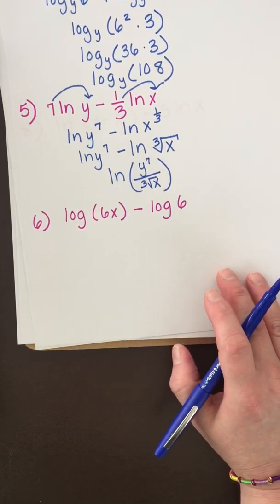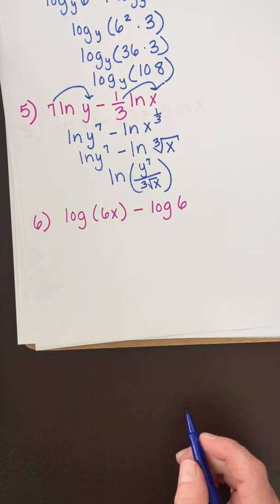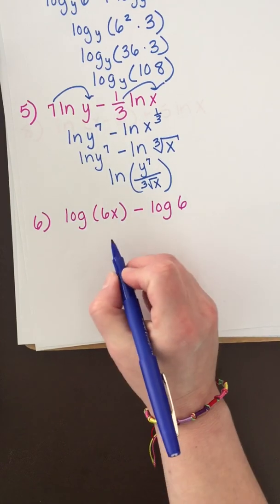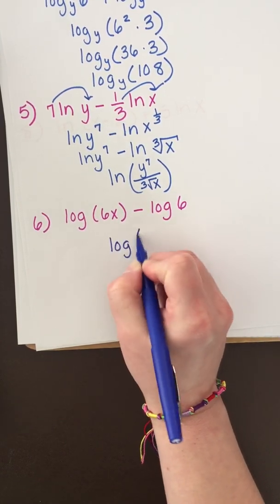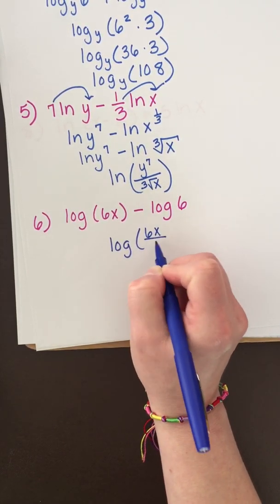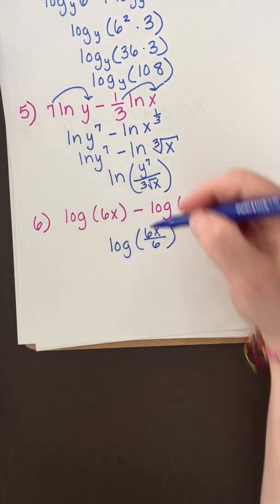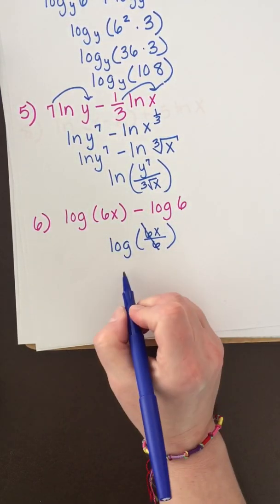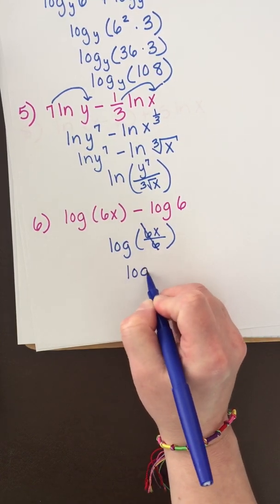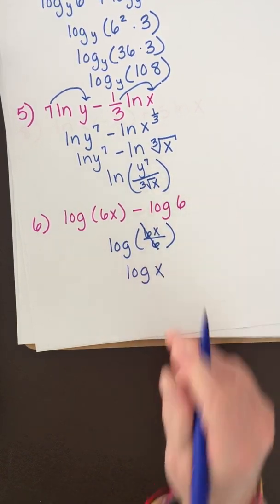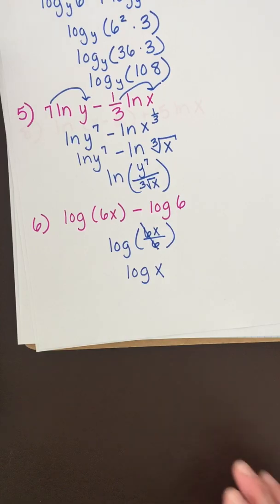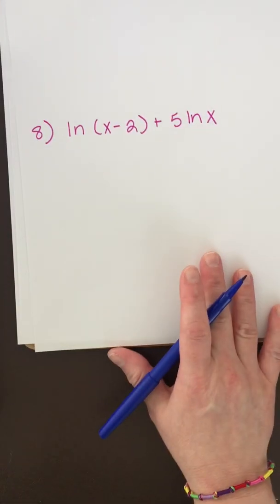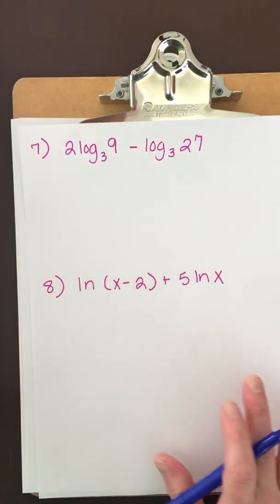We have the log of 6x minus the log of 6. It's subtraction, so I can change it to a quotient. No coefficient, so I don't have to worry about that. So that'll be the log of 6x divided by 6. Now, these two 6's will cancel out. So I can think of this as just the log of x. All right, let's do another one.